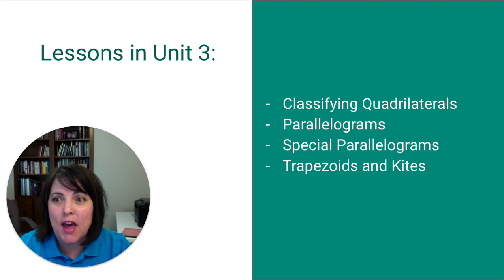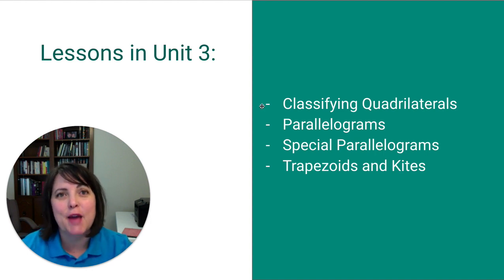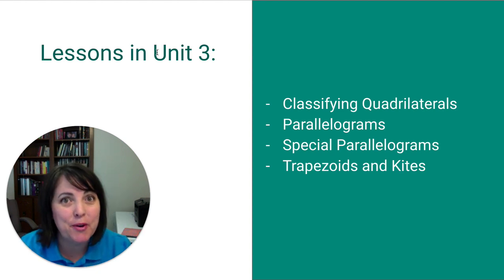So the lessons we have in Unit 3, first we're going to be classifying quadrilaterals, which is a four-sided figure. Then we're going to look at specific types of quadrilaterals: parallelograms, special parallelograms, trapezoids, and kites. Kite might be a new one that we haven't discussed. We all know about a kite flying in the sky, but there's an actual geometric shape called a kite, and we'll talk about what classifies as a kite.